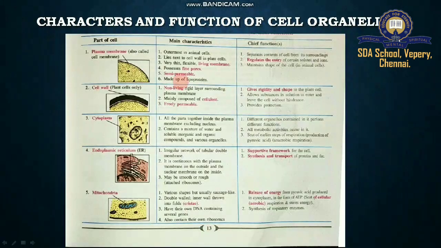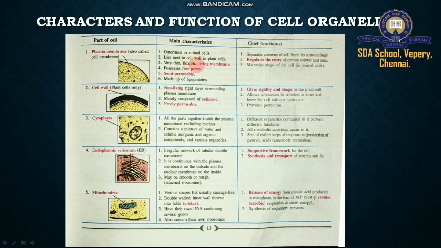Then the characters and functions of cell organelles. Here is given a flow chart like a large table with a lot of organelles, living and non-living. Number 1 is the plasma membrane. We know it is the limiting layer of the animal cell and the second layer of the plant cell. So the plasma membrane is also called the cell membrane. Its main characters: it is outermost in the animal cell, and lies next to the cell wall in the plant cell. So in the plant cell it is the second layer, in the animal cell the first layer, the only limiting layer.